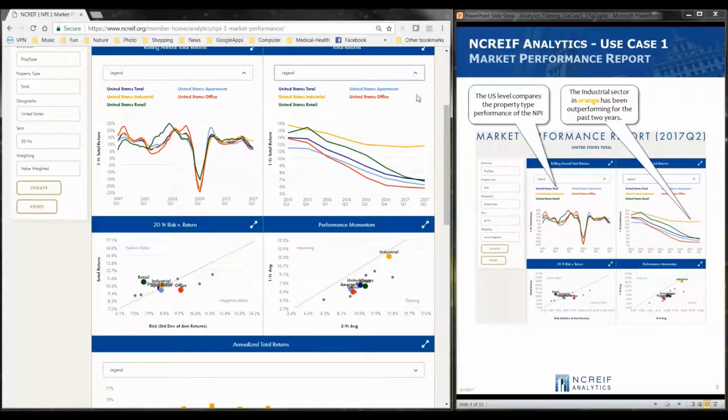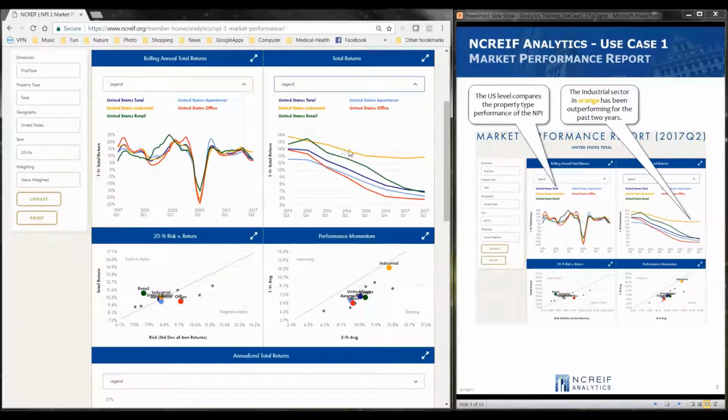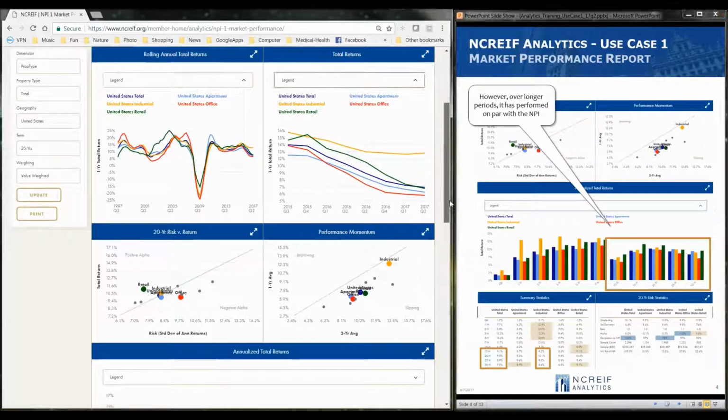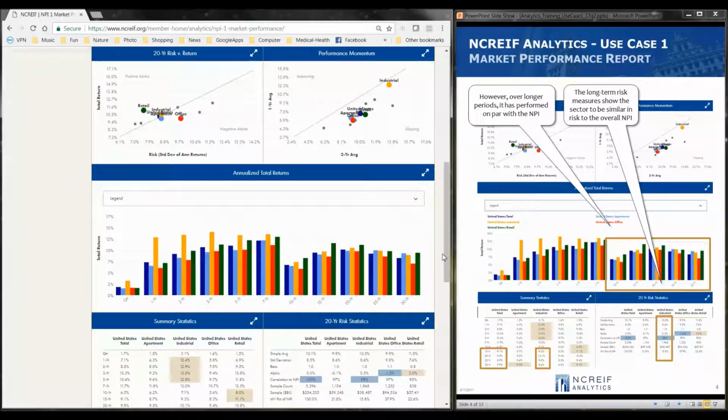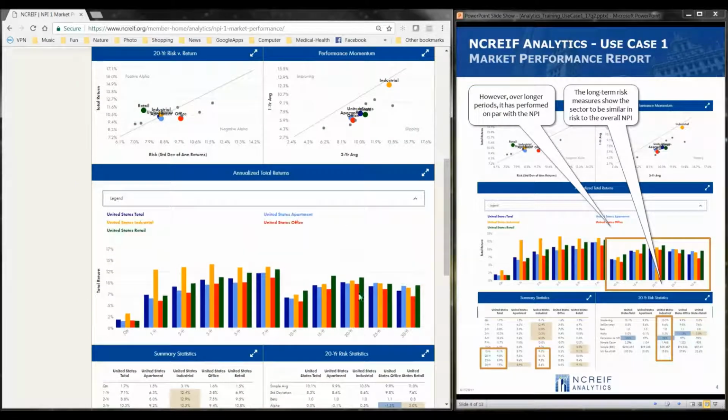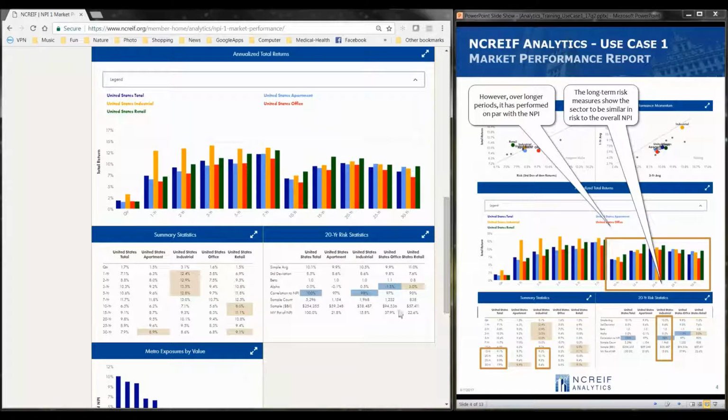In the short-term chart on the right, you can see the U.S. industrial sector in orange has not as much of a drop in returns as the other sectors. If you scroll down, you can see the longer-term views. The bar chart shows that the industrial sector's longer-term performance is similar to the U.S. overall. Also note the 20-year risk statistics. The industrial sector has had a 1.0 beta and an 8.6% annual standard deviation, similar to the overall NPI at 8.5.